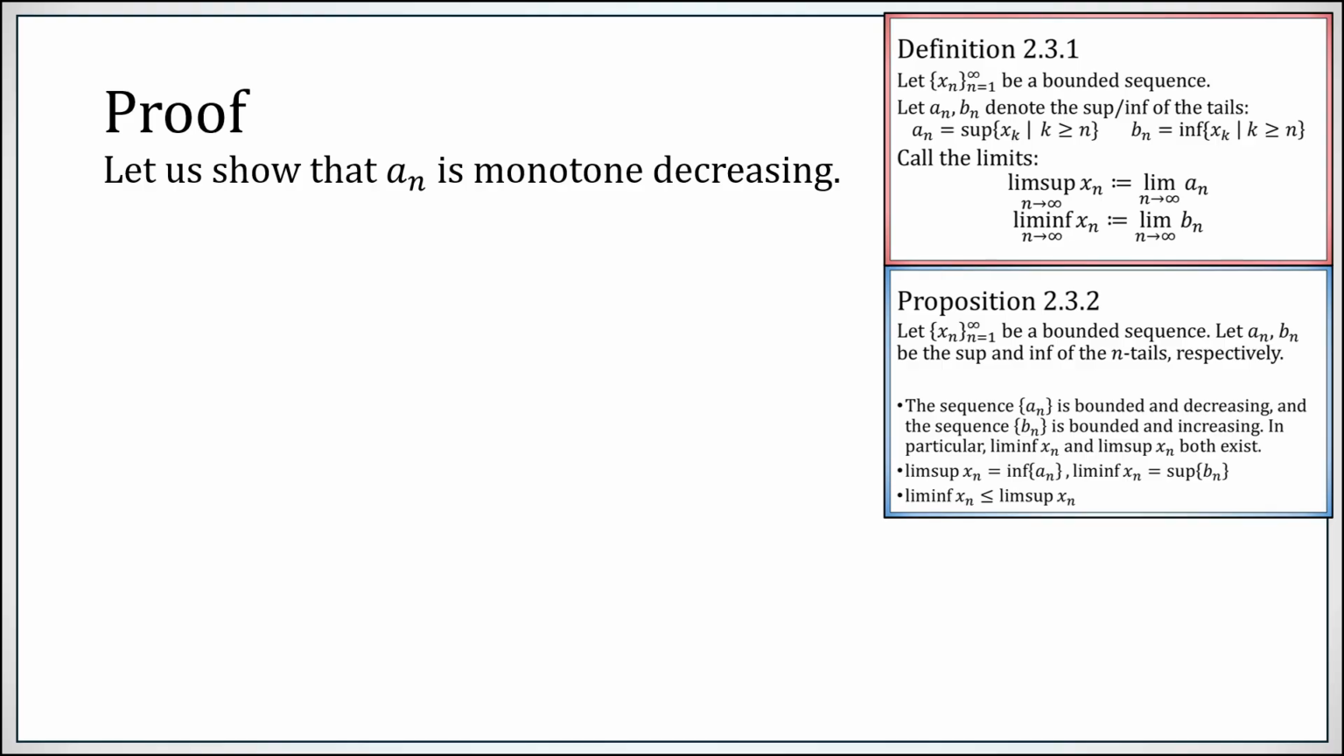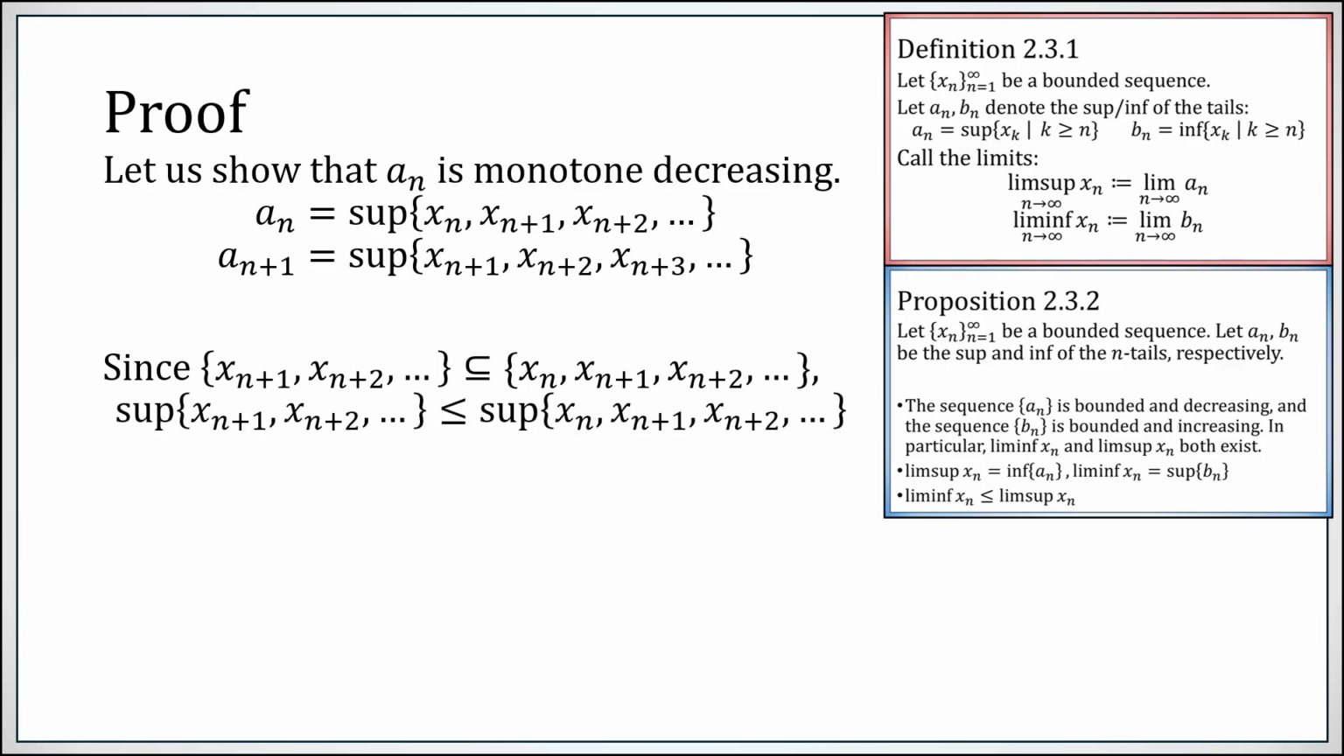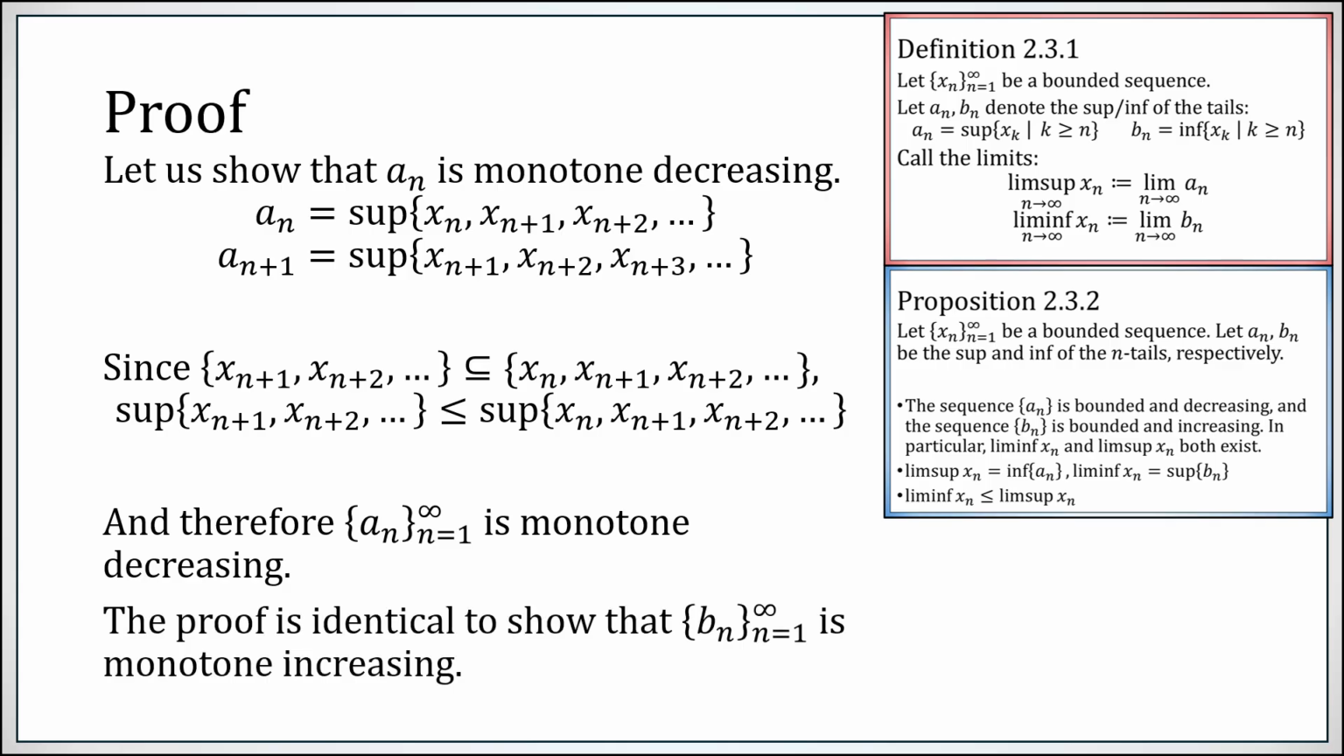Okay, let's show that the a_n's are monotone decreasing. So a_n is the sup of the n-tail. a_{n+1} is the sup of the (n+1)-tail. But the (n+1)-tail is a subset of the n-tail. Since it is a subset, the supremum can only be lesser. It cannot be larger. In other words, a_{n+1} is less than or equal to a_n. So the a_n's are monotone decreasing. An identical proof will show you that the b_n's are monotone increasing. They are infs of tails, which are subsets of one another, and the infs can only go up.